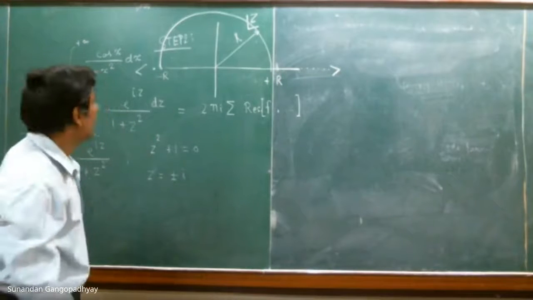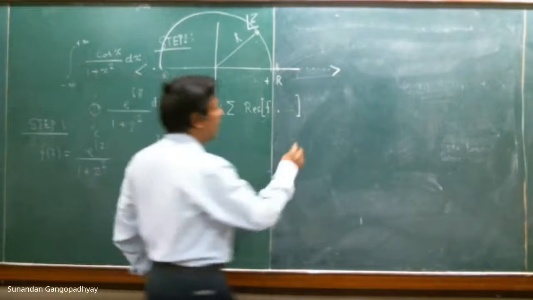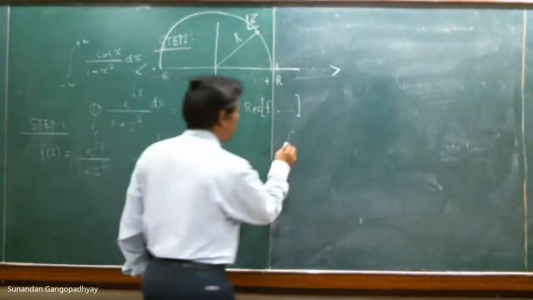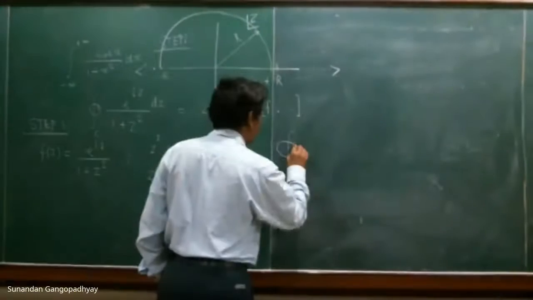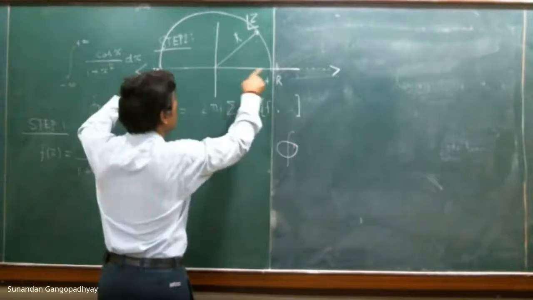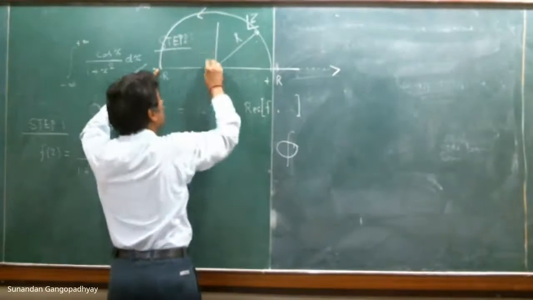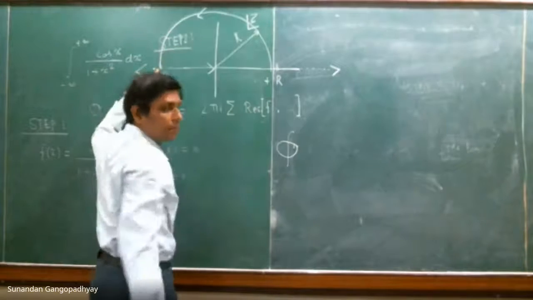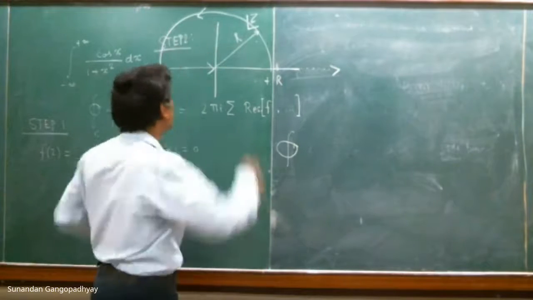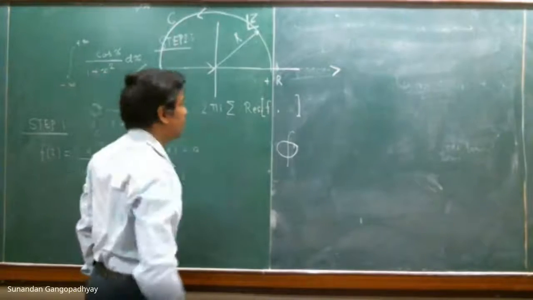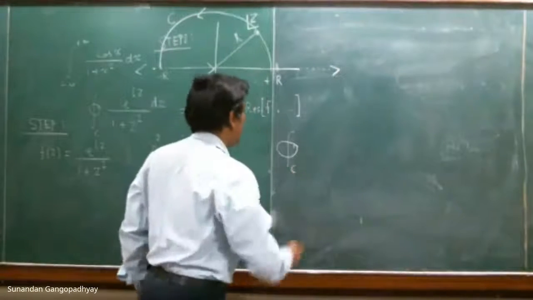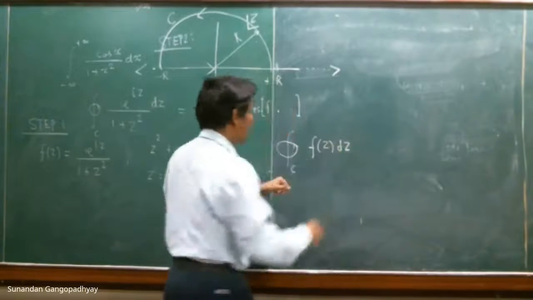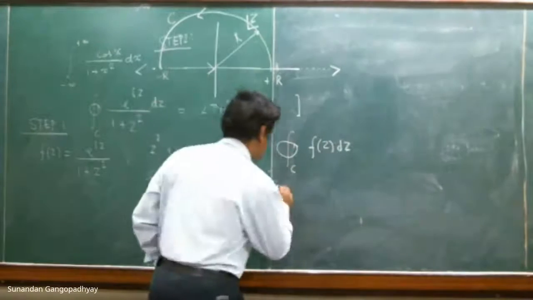Okay? So now you can say that the contour integral, let us consider this contour. So you are coming from -r to +r, and then you are coming back like this. So this is your contour, closed contour C. And that is the contour integral of f(z) dz over that closed contour C.